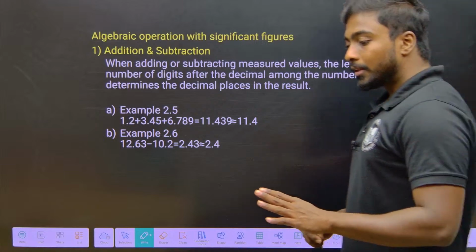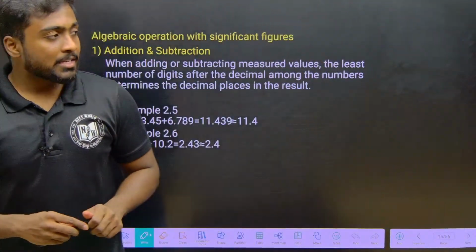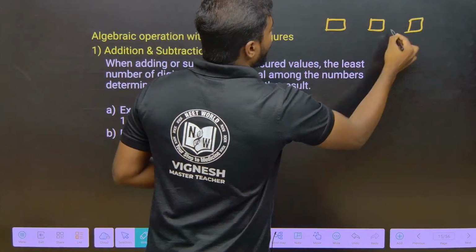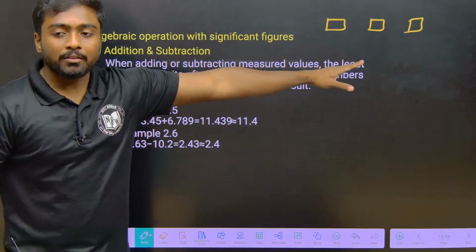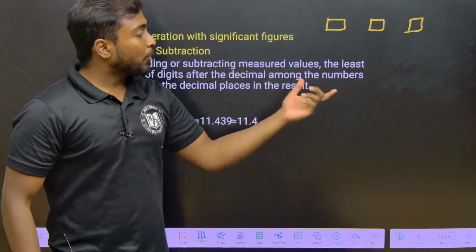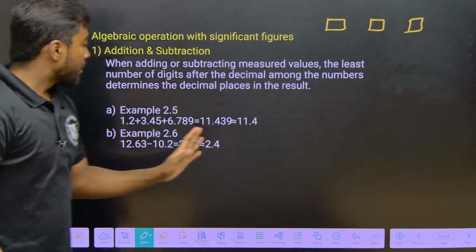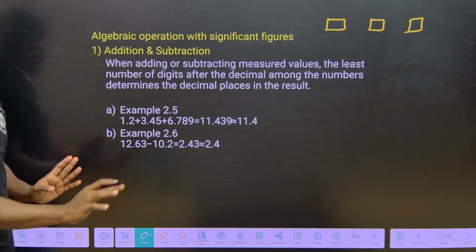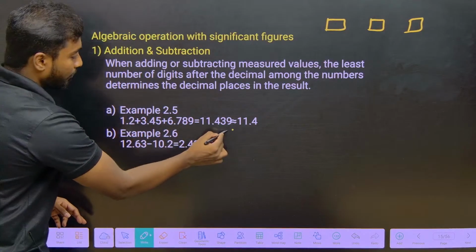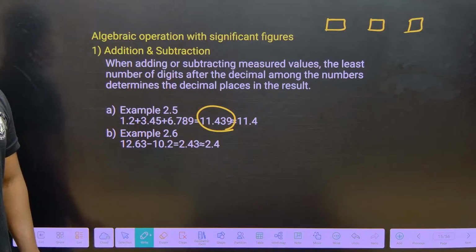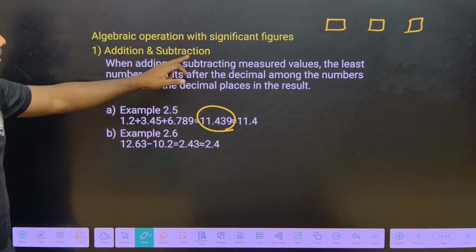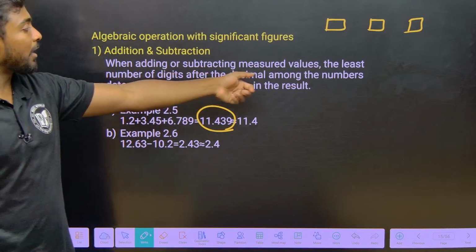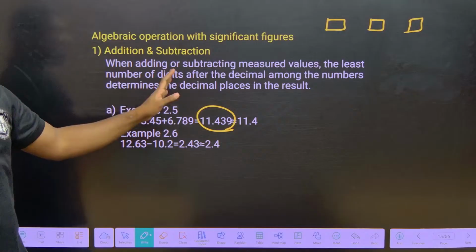So now we have seen significant figures. Suppose I am taking 3 objects, having 3 different significant figures. Now they are asking to add them. So for example, 1.2, 3.45, 6.789. If I add, I am getting 11.439. So the rule is, when adding or subtracting measured values, the least number of digits after the decimal among the numbers determines the decimal places.